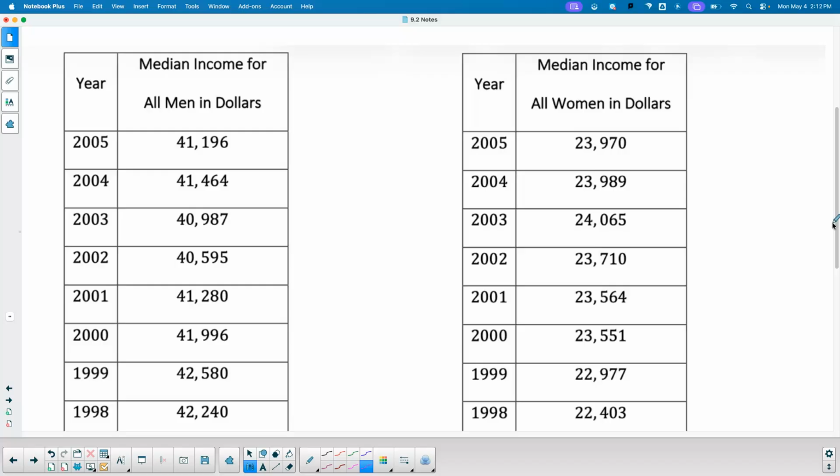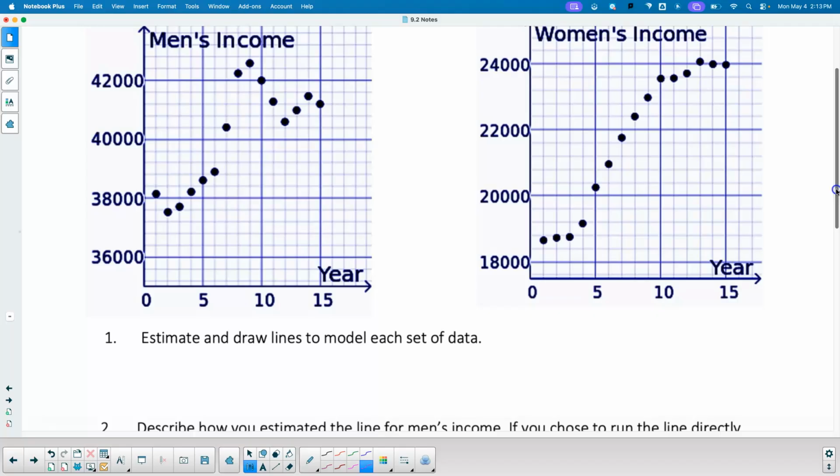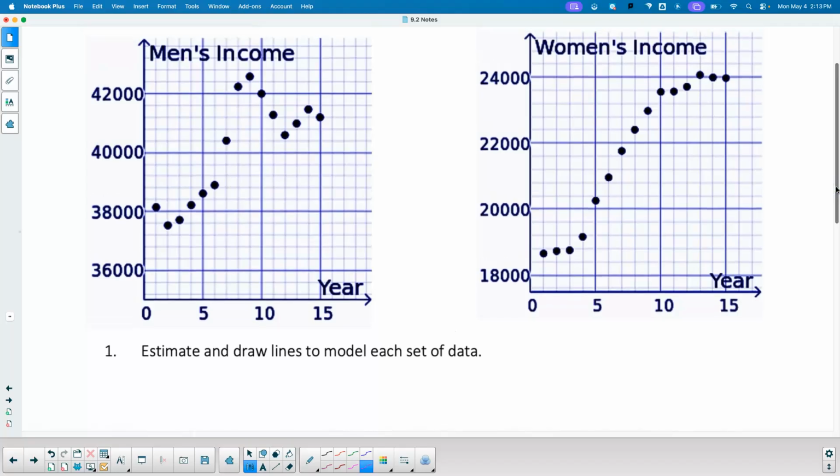So, back in center now, okay? We're talking about the middle of the road money, right? If we were to put this on a scatter plot, this would be what our scatter plot would look like over here on the right side. It's on your next page. What we're going to do to this data right now is estimate and draw a line to model each set of data.